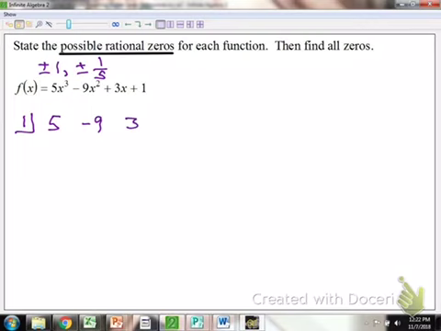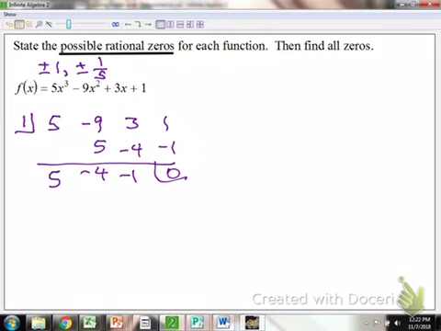So 5x cubed minus 9x squared plus 3x plus 1. Again, making sure that all of your powers of x are represented there. So 1 times 5 is 5. That's negative 4. That's negative 4. That's negative 1. And 1 times negative 1 is negative 1, which gives us a 0. And that means that the actual zeros are going to be, 1 is a 0. The remaining 2 zeros, and the reason I'm looking for 3 zeros is because this is a 3rd degree polynomial function, are going to come from our quotient right here.